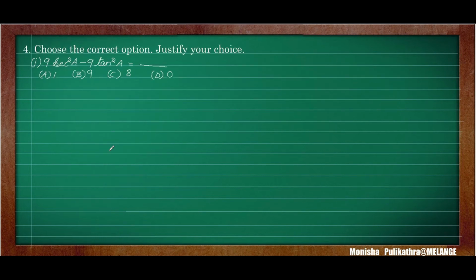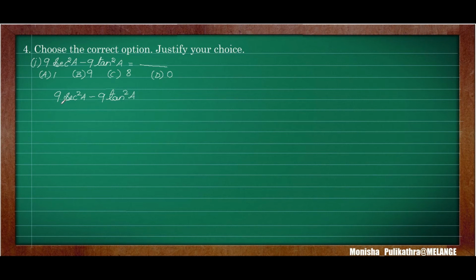Moving on to the fourth question of this session. The fourth question is a multiple choice question. So 4 choices will be given. We need to solve it and find out which is the answer among these 4. Okay. So the first question, 9 secant square a minus 9 tan square a. So write it down once again. That is 9 secant square a minus 9 tan square a.